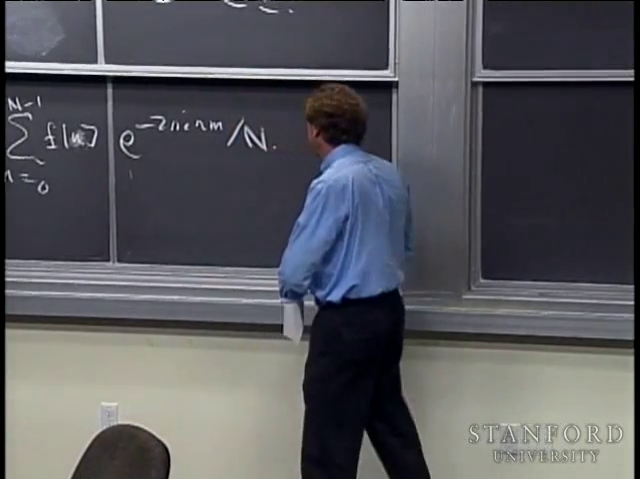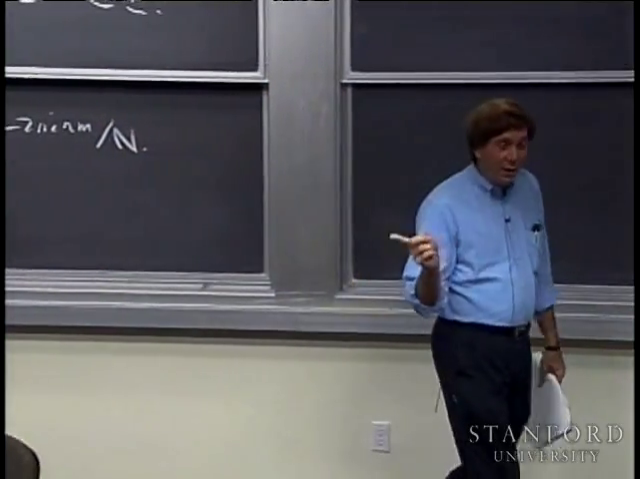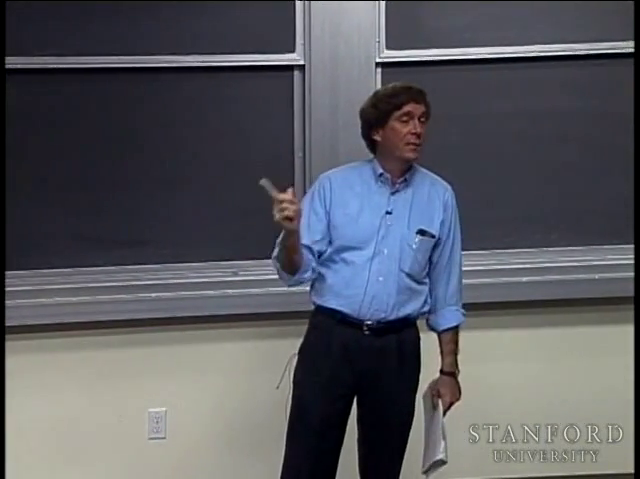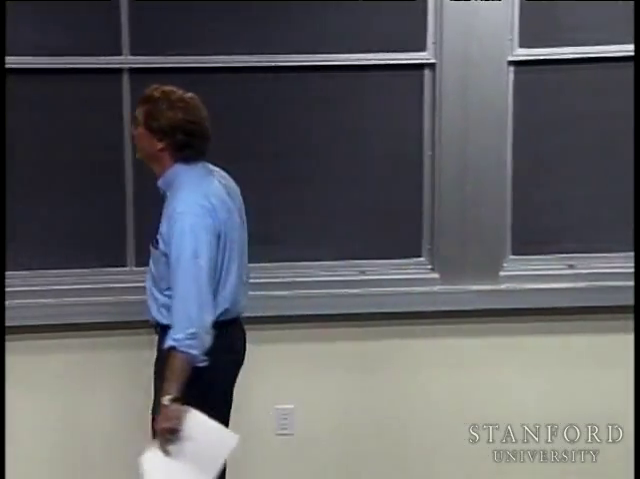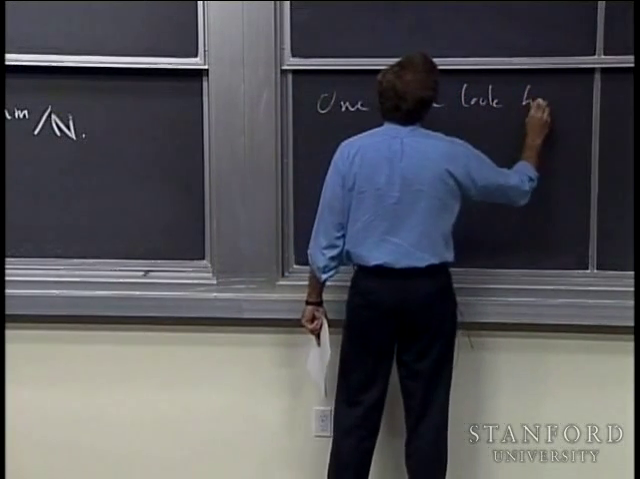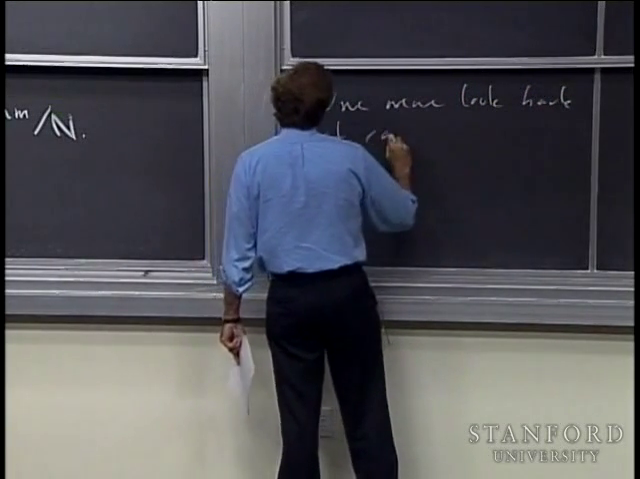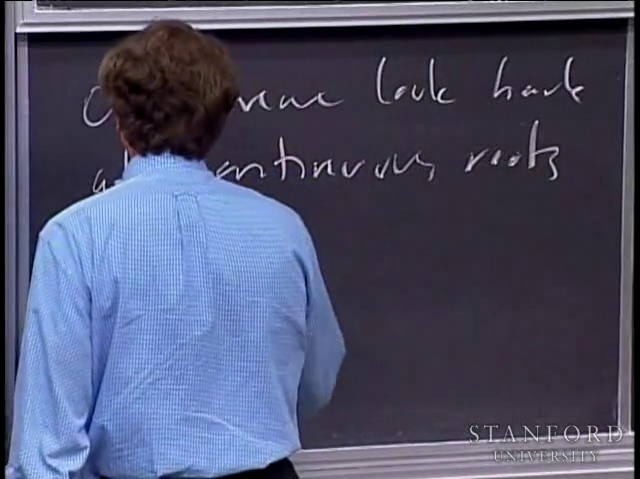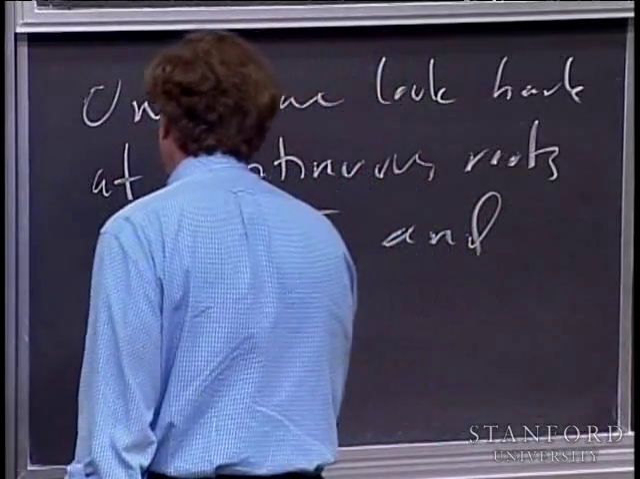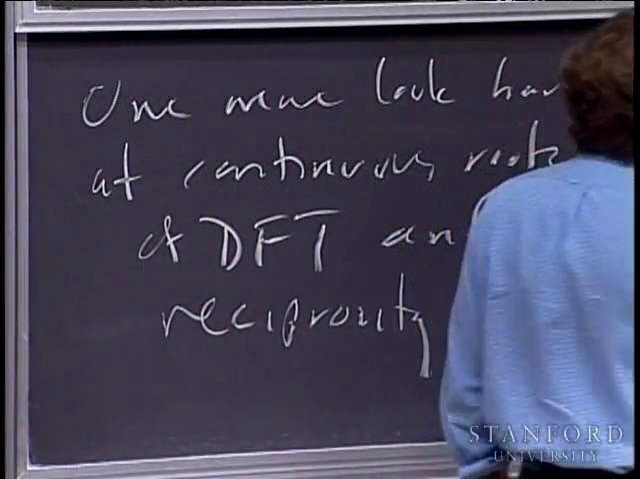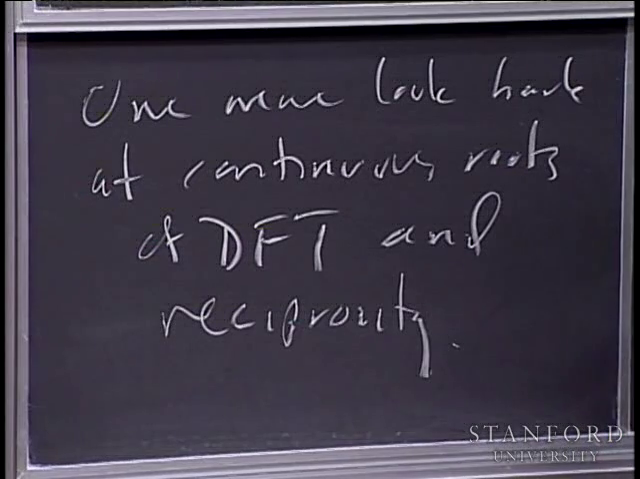So one look back at the continuous case to talk about one phenomenon of reciprocity, the reciprocal relationship between the time domain and the frequency domain that comes up also in the discrete case. All right, so one more look back at the continuous case, the continuous roots of the DFT, and reciprocity. Reciprocity of the two domains, time and frequency. All right? So how did it work? We have a signal in the time domain that we discretize, and we have the signal in the frequency domain that we discretize. So imagine that you have two grids.